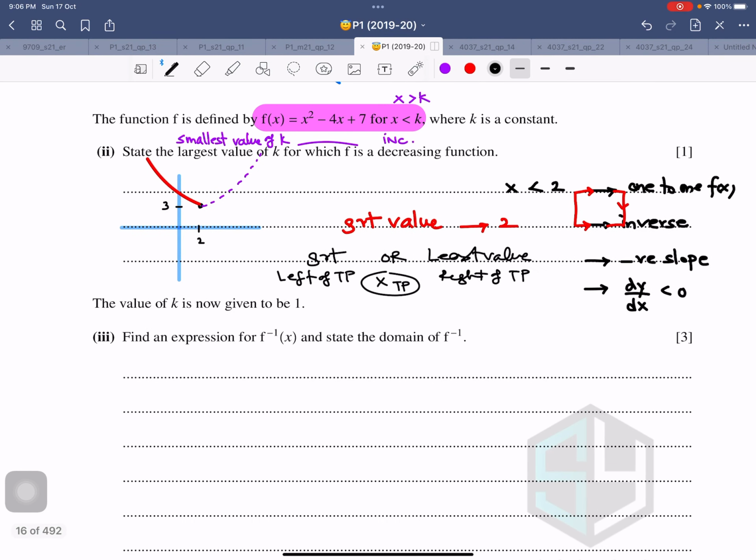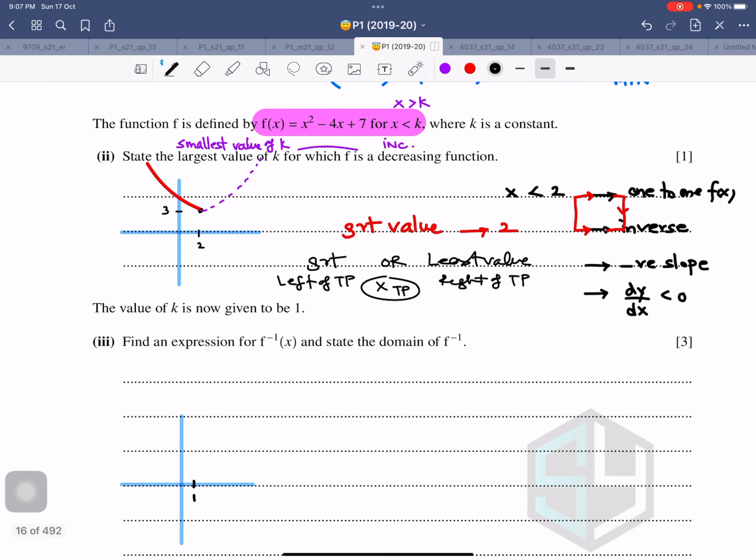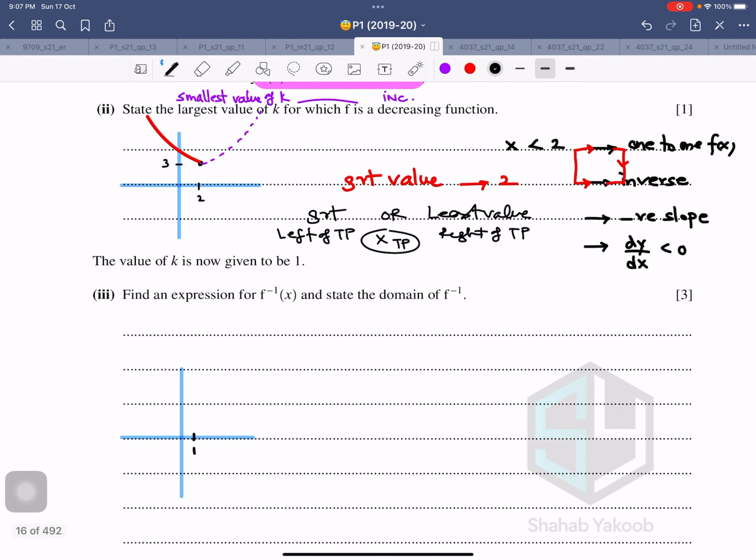Now, the next step. The value of k is now given to be 1. So let me draw the small section once again. This time we are going to the left of the turning point. That means this time this is 1. And when I plug 1 into this equation, what do I get? 1 minus 2 is minus 1, squared would be 1, and 1 plus 3 would be 4. So now my graph would be something like this. The turning point was over here, and something like this would be the graph. And this is (1, 4).